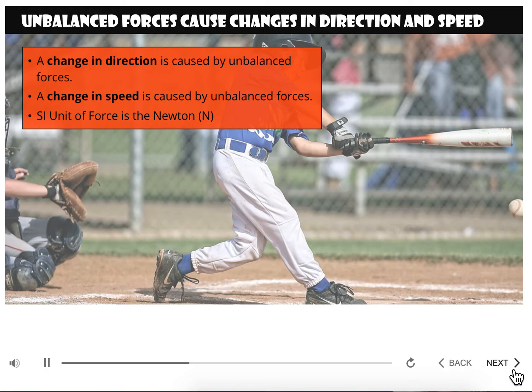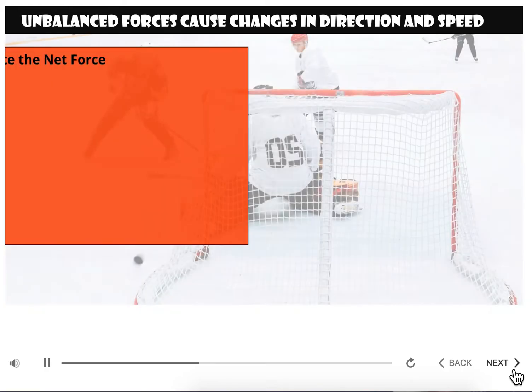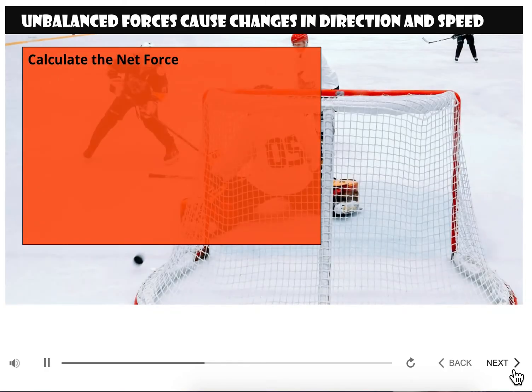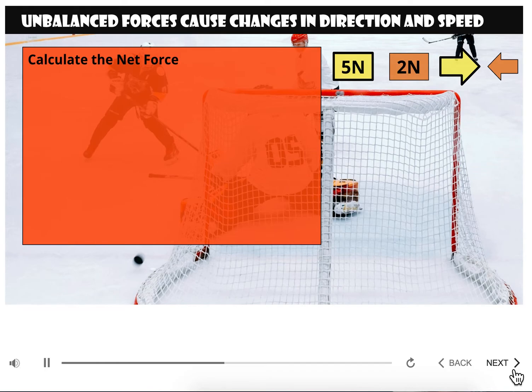The symbol for the Newton is a capital N. Let's explore some basic calculations. If a player moving with a force of 5 newtons going to the right runs against a player running at a force of 2 newtons to the left, we can see that the total force of the two-player system would be 3 newtons to the right. 5 minus 2 equals 3 newtons.